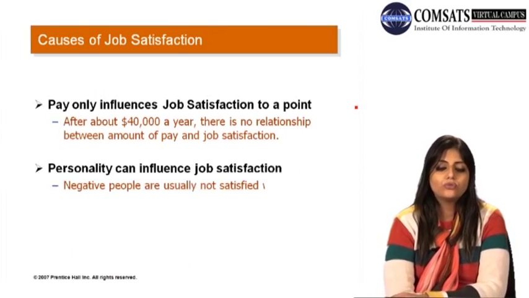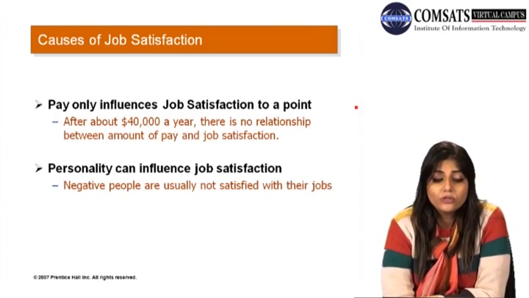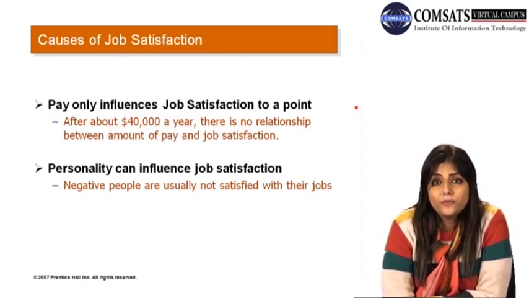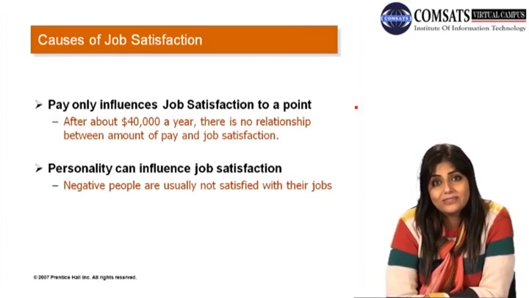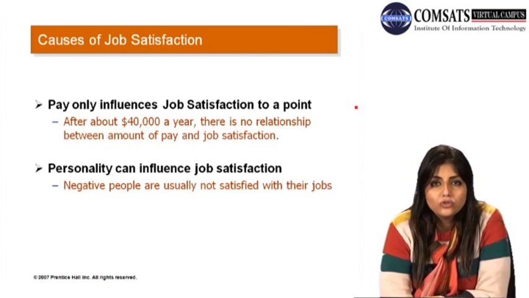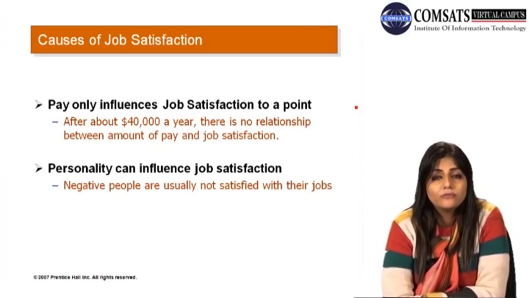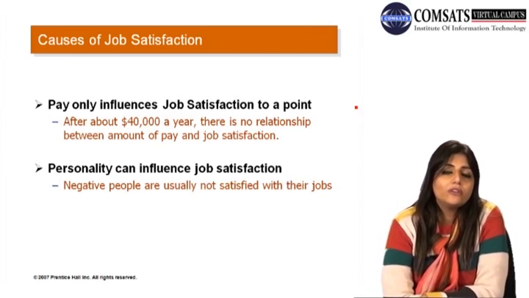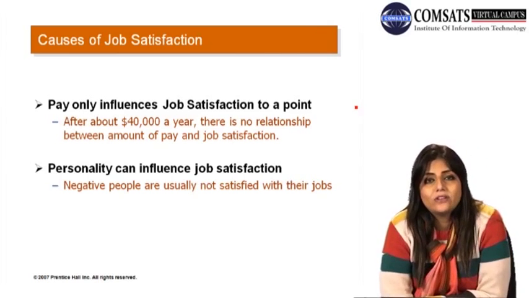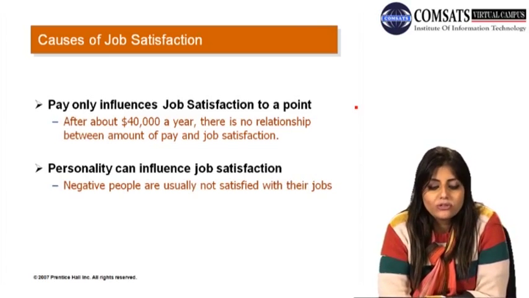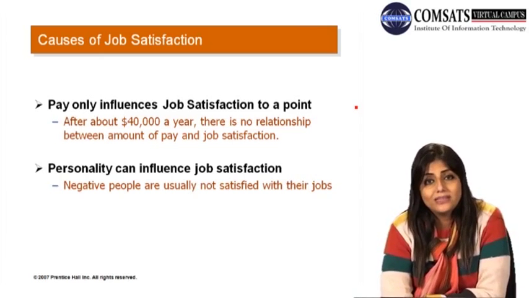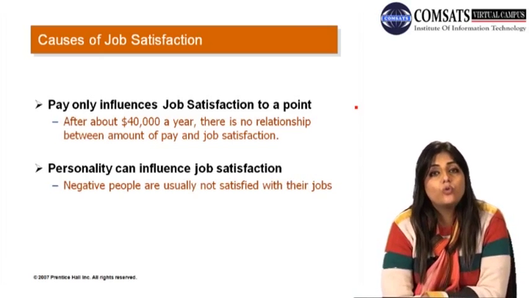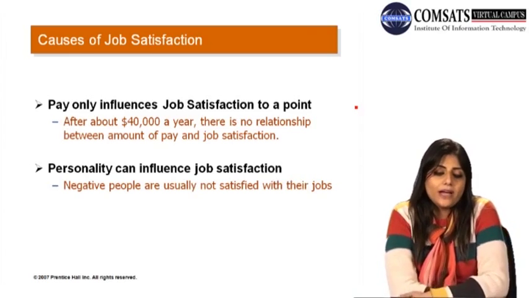A study shows that after about $40,000 a year, there is no relationship between the amount of pay and job satisfaction. So pay only up to a certain level influences the employee's job satisfaction, and this could lead us to refer to Maslow's hierarchy theory of needs, which states that beyond a certain level, when your needs are satisfied, you move to the next level in the hierarchy of needs. So when you're getting the $40,000, maybe you're satisfied with your economic needs and your social needs are being met, and you move above the continuum or above the hierarchy.